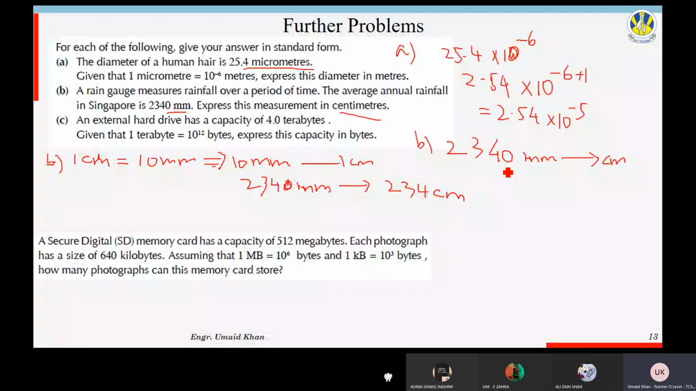Okay. Now you have to convert it into standard form. So how do you convert 234 centimeters to standard form? It will be 2.34 multiplied by 10 raised to the power, say again, 2. It will be 2 because the decimal was at the end of 234. It has moved 2 places to the left. So the power of 10 will be increased. It will be positive 2. And the units will be centimeters because the final answer is required in centimeters. Okay.